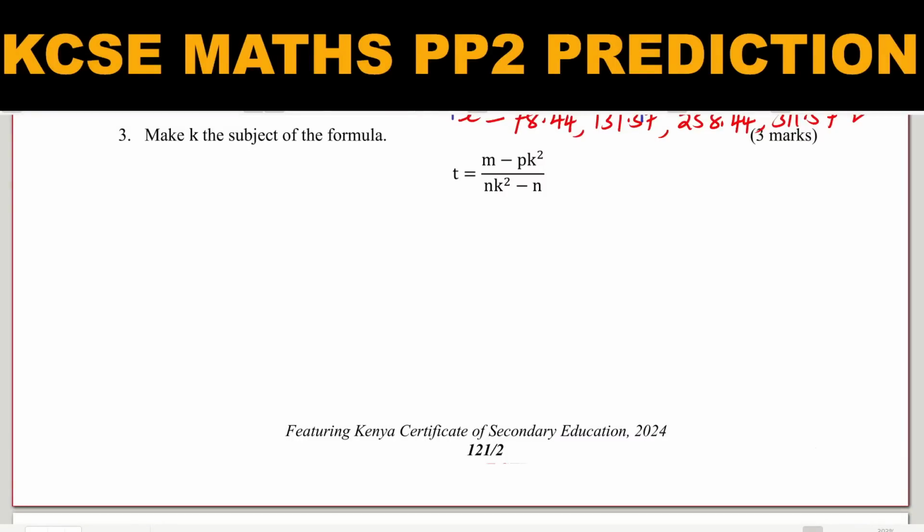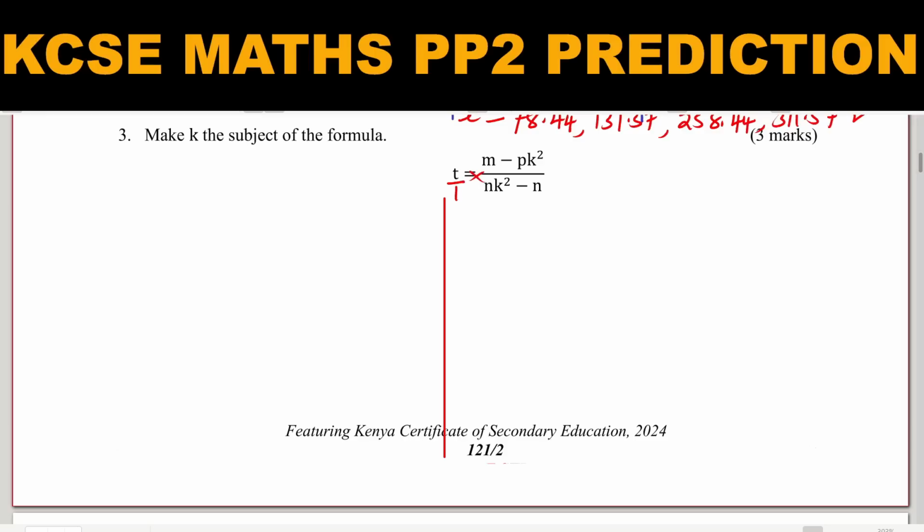Make k the subject of the formula. So you can see where k is. The first thing you're going to do is cross multiply. You can cross multiply both sides. We take this one as t over 1, and then you cross multiply like that.